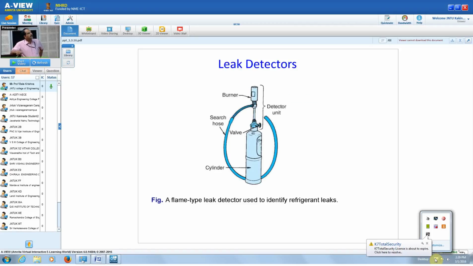This is one type of leak detector, a flame type leak detector used to identify refrigerant leaks. See here, a detector unit. This is a burner. This is the search hose. This is the valve. Then this is the cylinder. So if you use one part, it will be done. This is one type of leak detecting. Next slide.